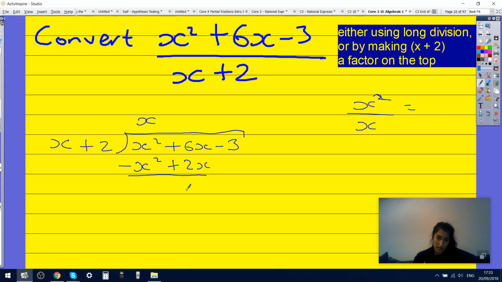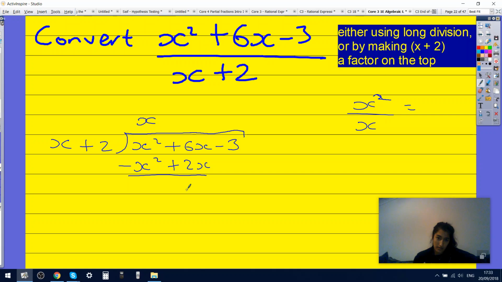Both are fine. Let's see. Step 1: divide the biggest x term in the numerator into the biggest x term in the denominator. Write the answer on top. Multiply the quotient on top by the denominator, put it underneath, subtract, bring down the next unused term, and then repeat. Okay, I think we're good.